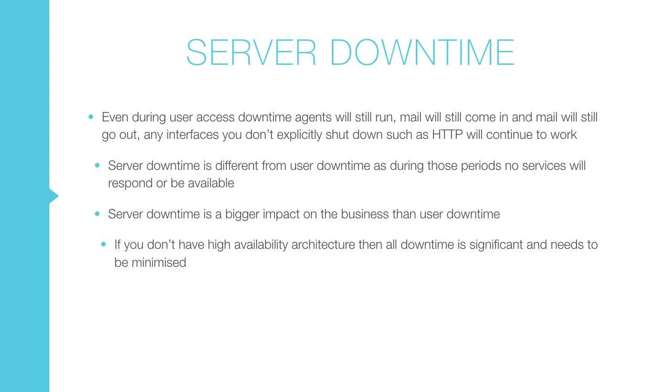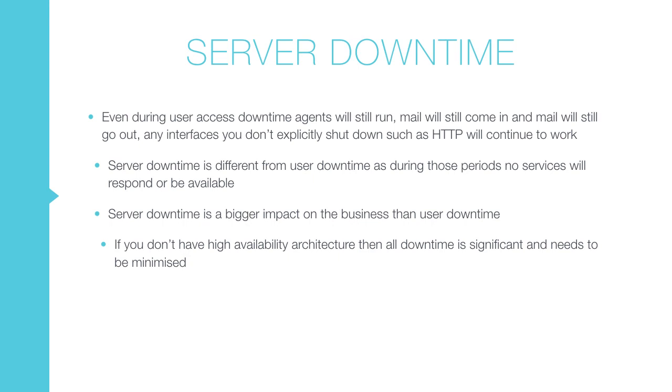Then we have downtime, which is server downtime. Even during user access downtime, agents will still run, mail will still come in and go out. Any interfaces you don't explicitly shut down, such as HTTP, are all going to continue to work. But server downtime is different from user downtime. During those periods, no services will respond or be available. So server downtime has a much bigger impact on the business than user downtime. And you need to consider that as two very separate things.